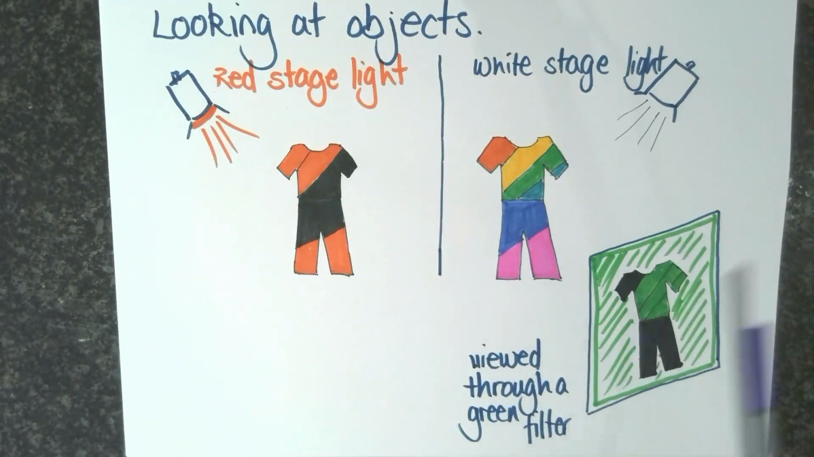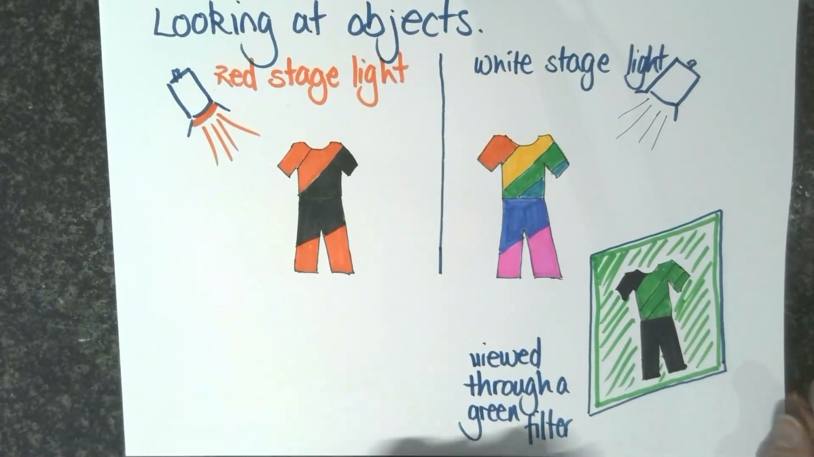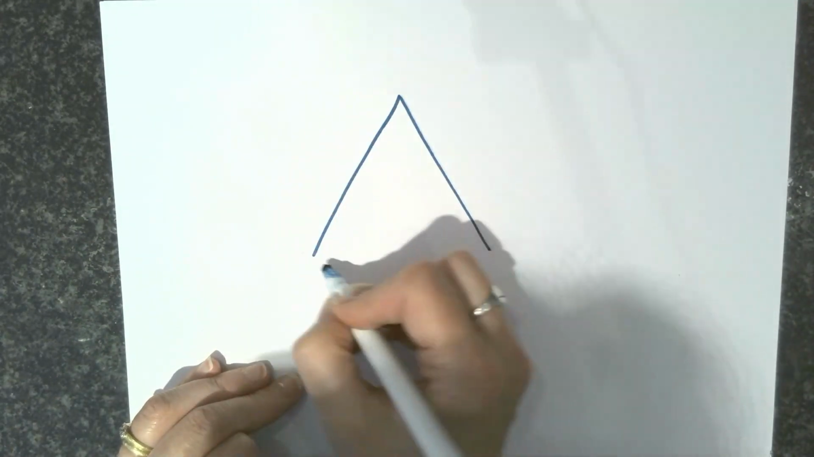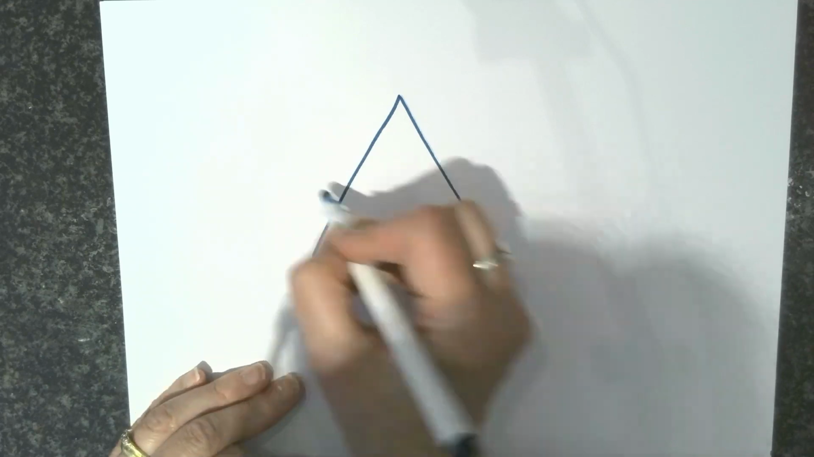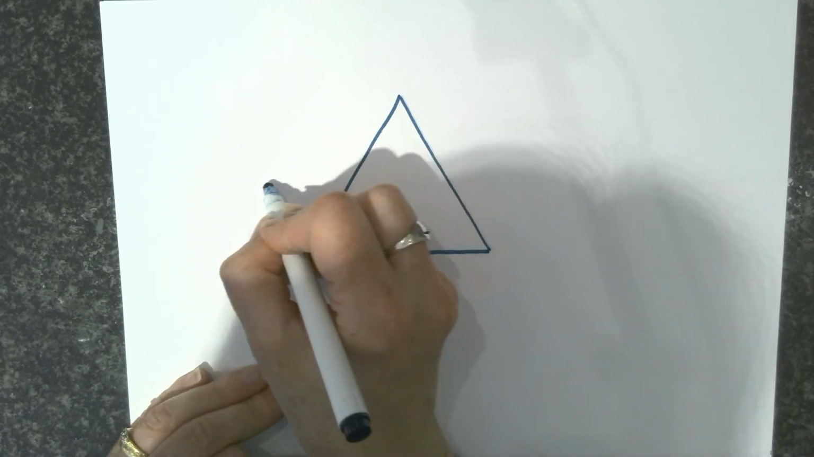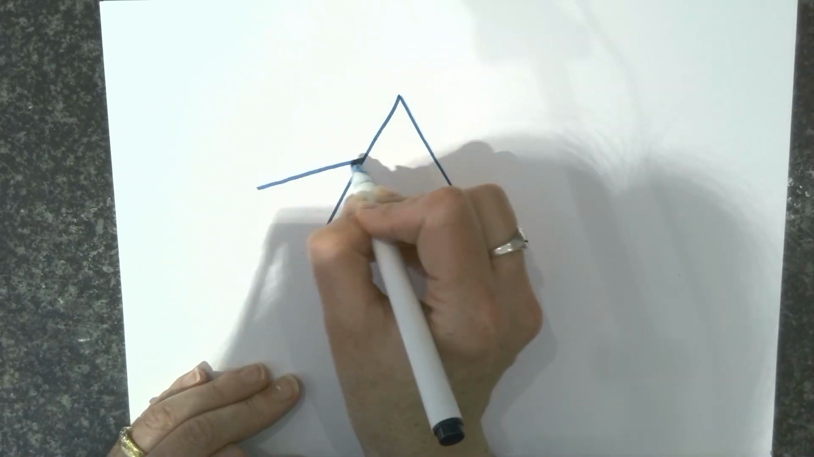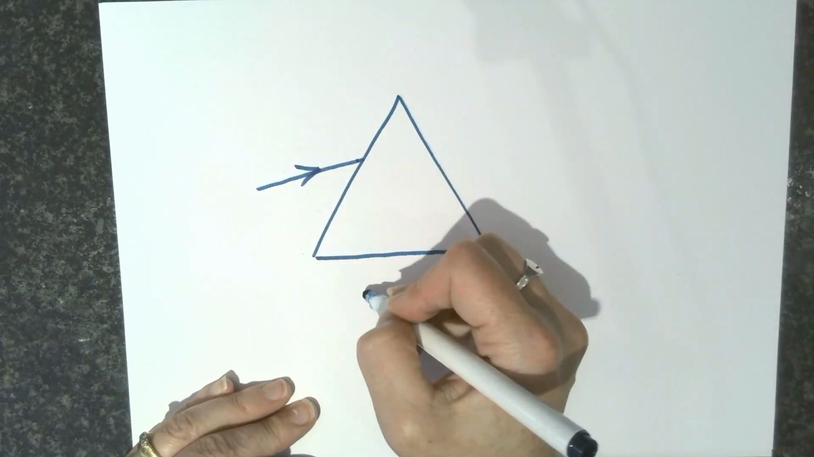Now the final thing to say is that we know that light is made up of all the colours, and that's from an experiment that I expect you've seen with a prism, a triangular prism, where an incident ray of light comes in and is refracted.